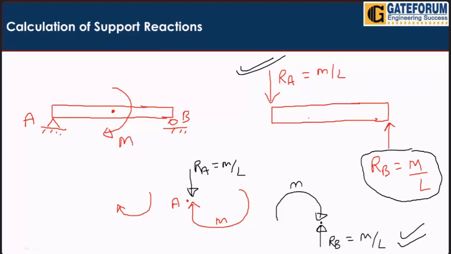This is also a shortcut. If a moment is acting at any point, not only at the half point L by 2, the moment can be acting here, here, or here. At any point, if a single moment is acting without any transverse load, then the support reactions RA and RB will both be equal in magnitude, equal to M by L, but opposite in direction. How to choose the direction of RA as well as RB, I have told you here.